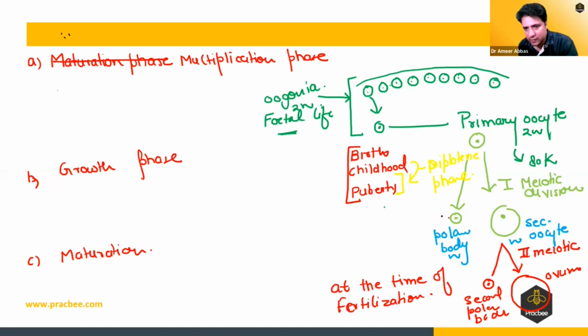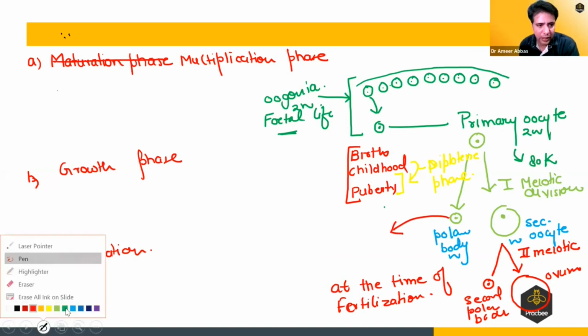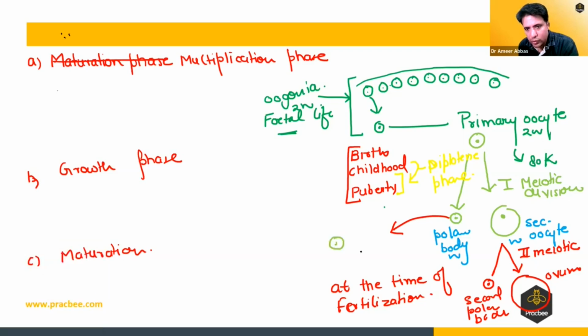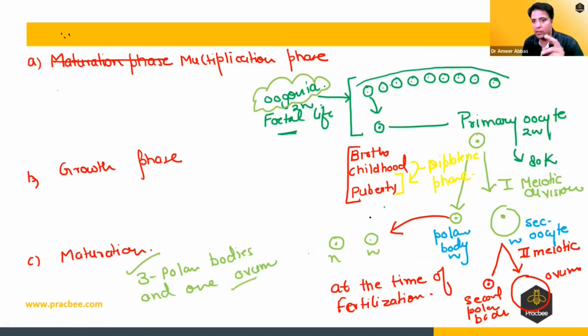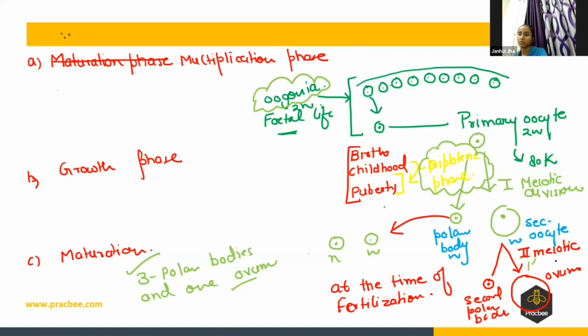So the polar body can also undergo another meiotic division. It will produce two polar bodies. So at the end of oogenesis, we can have three polar bodies and one ovum. And you know that there are two arresting stages. I told you one arresting stage is the diplotene phase. The second arresting stage is between the secondary oocyte and the ovum, and that occurs in the metaphase. So as soon as the sperm comes in contact with the ovum, it will start the second meiotic division and convert into ovum.